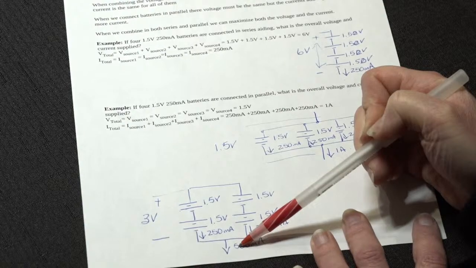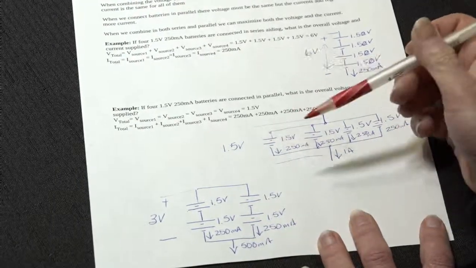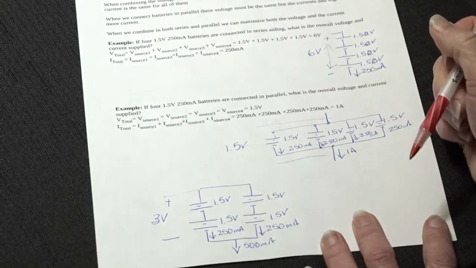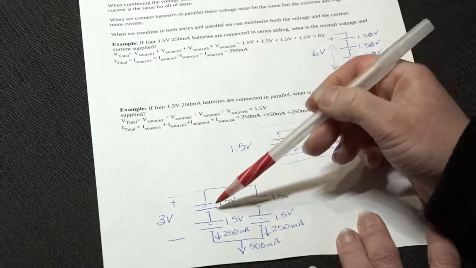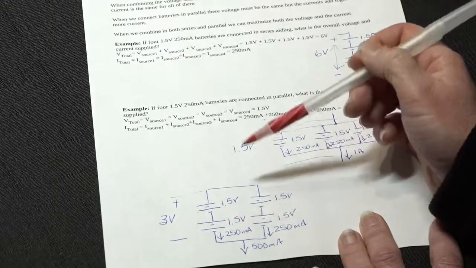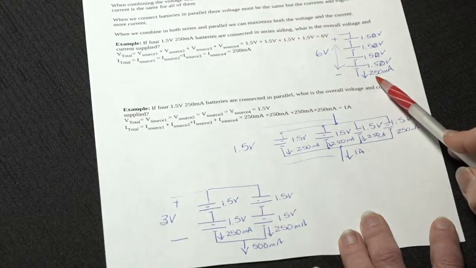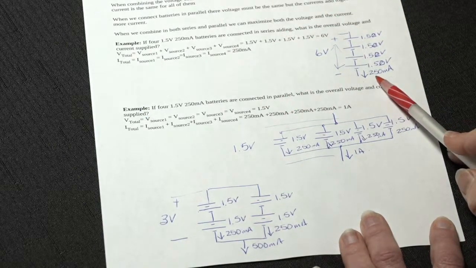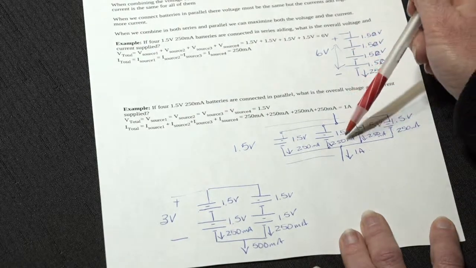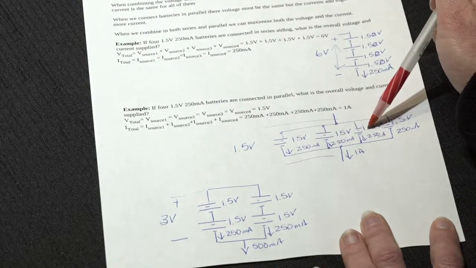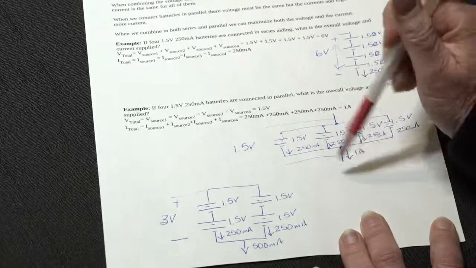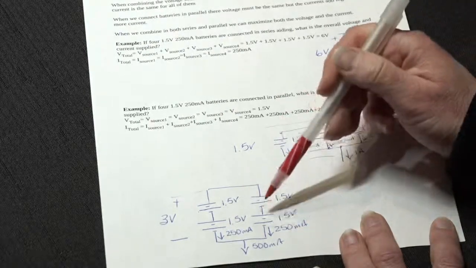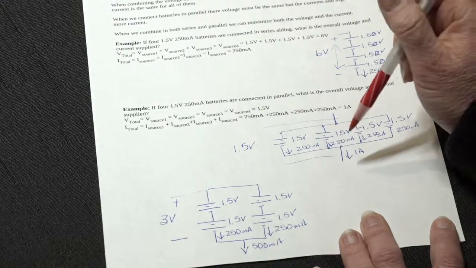That's part of the reason why whenever you replace batteries, you must make sure that you always have good fresh batteries. If any one of them is not able to supply the same amount of current or the same voltage, it will cause drain, and they will act as loads rather than being voltage sources.